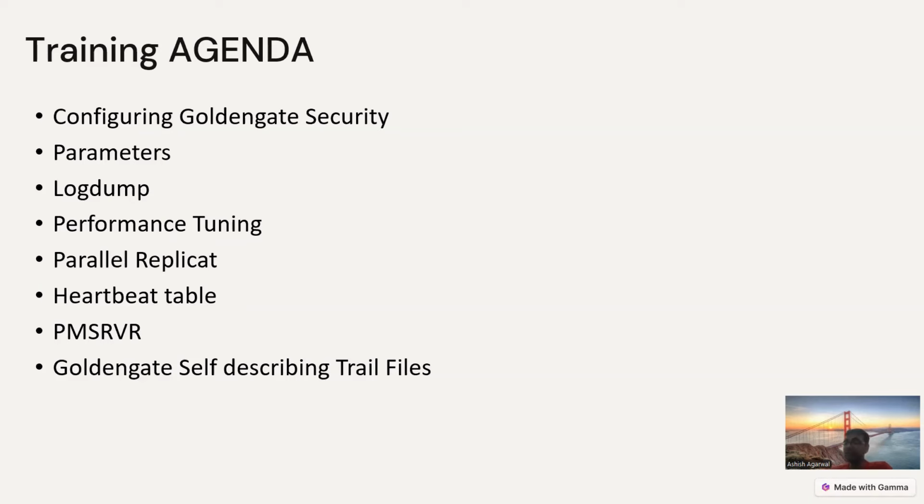Then we'll be discussing how to configure GoldenGate security, parameters in GoldenGate, the log dump utility, parallel Replicat, heartbeat table, performance metrics server, and GoldenGate self-describing trail files. So these are the high-level topics which I have mentioned here.